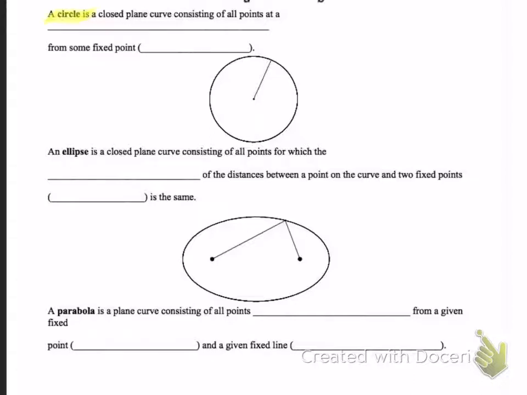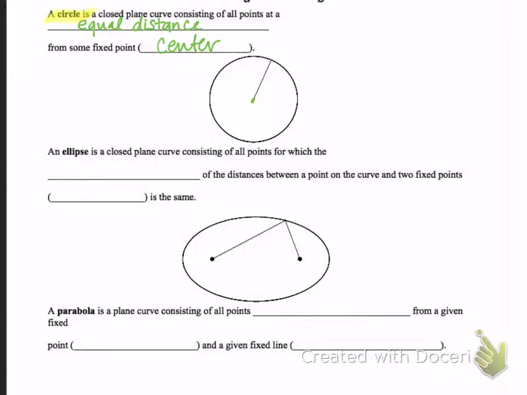Okay, so we have a circle. A circle is a closed plane consisting of all points at an equal distance from some fixed point. We call this fixed point the center. So basically, if you're drawing a line from the center to the outside, it's always going to be an equal distance. So we call that the radius.